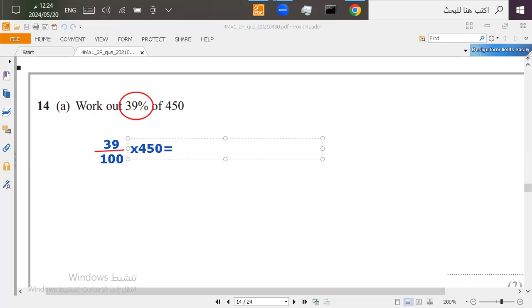So 39 over 100, and then multiply it by 450, and the answer will be 175.5. And this is the number that we need in the answer. Now, let's move on to the next question. Next question here.